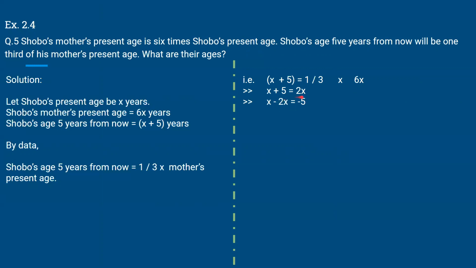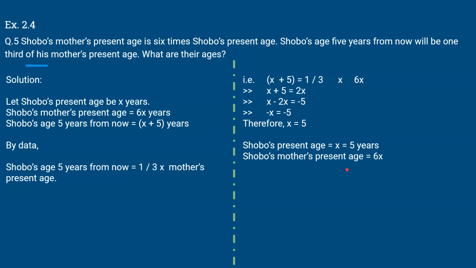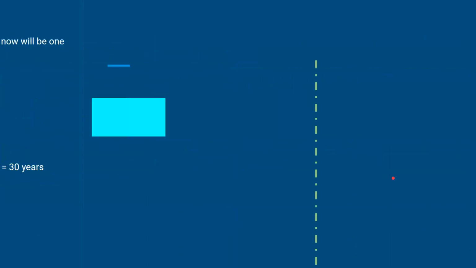Now taking 2x from RHS to LHS, x minus 2x equals 5, shifting to RHS, minus 5. So x minus 2x will be minus x equals minus 5. Therefore, x is equal to 5. Therefore, we can write Shobo's present age equal to x, that is 5 years. Shobo's mother's present age equals 6x, that is 6 multiplied by 5 equals 30 years. Now, let us take the next question.